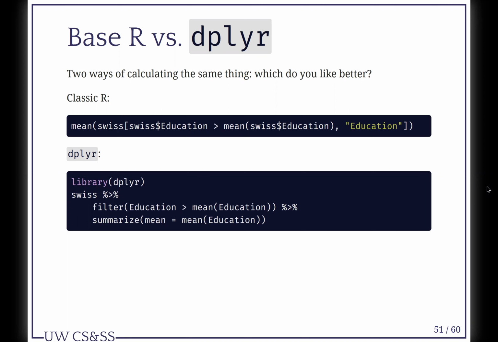Question? That provides just the education column from the Swiss data set that's called right here. Because the Swiss data set is a data frame and therefore can act like a matrix, and you can subset by column names after a comma. Well, we're taking a mean of the whole thing, so it's just going to be a scalar at the end.